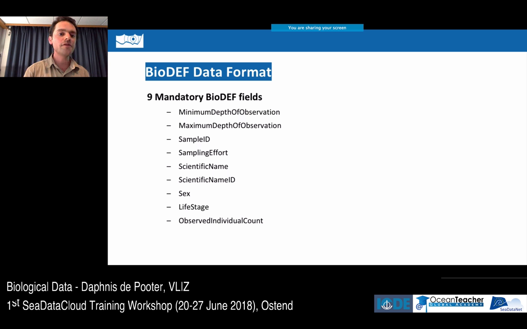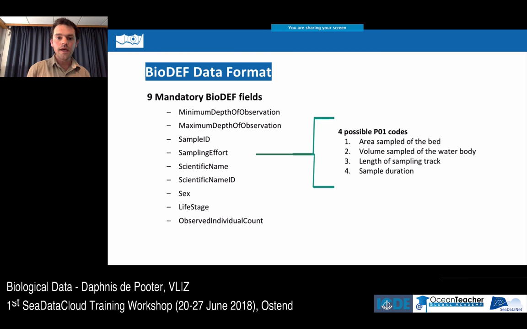We need an identifier for the sample, the sample ID. We need the sampling effort. And for this field, there may be four possible P01 codes. Sampling effort may refer to the area sampled of the bed. So if you're taking a grab, then that would be the surface area of that grab. If you're taking a Niskin bottle, then that could be the volume of the Niskin bottle. If you are taking a beam trawl, then that could be the length that you're trawling your beam trawl.